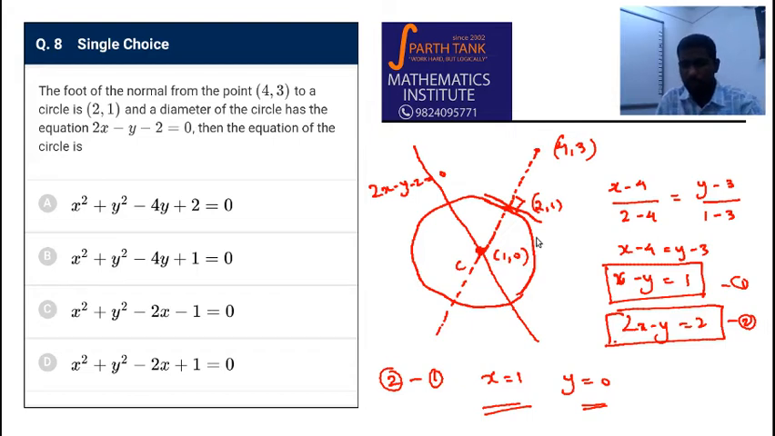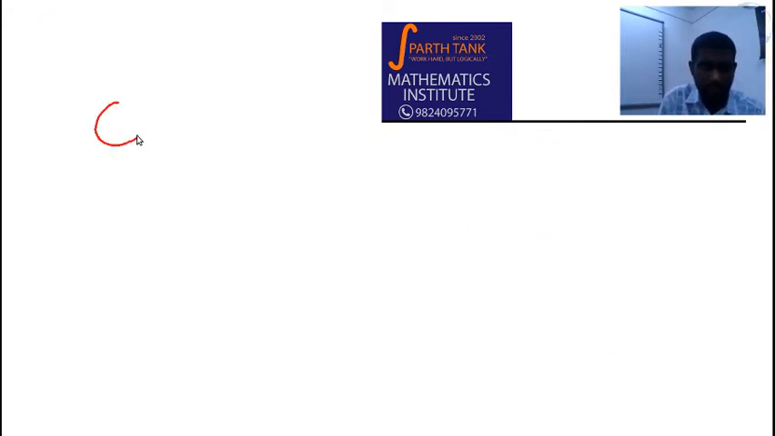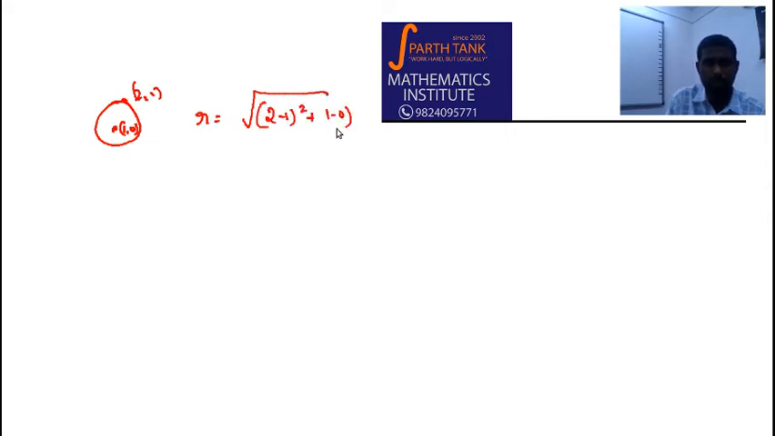Okay. Now we have a circle whose center is known, (1, 0), and there is a point on the circle, (2, 1). How to find the equation? First find the radius. The radius is going to be the distance between these 2 points. So square root of (2 minus 1) squared plus (1 minus 0) squared, basically root 2.